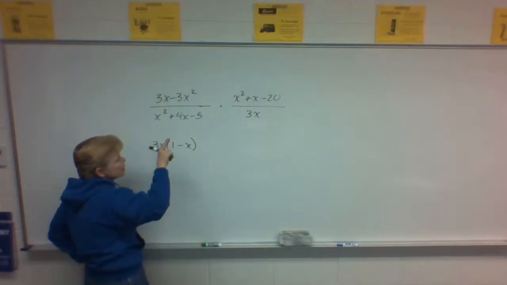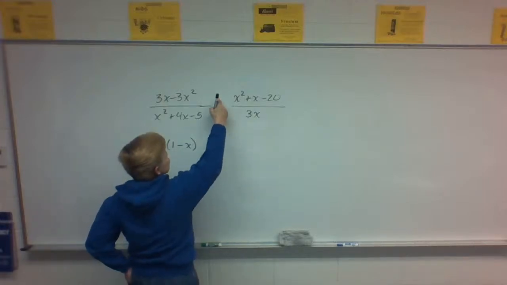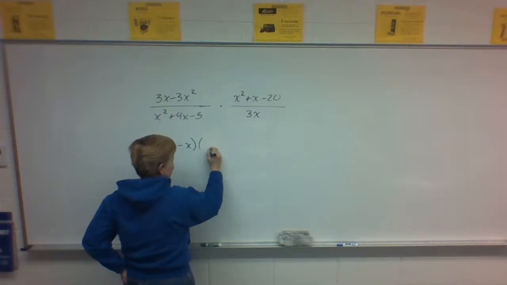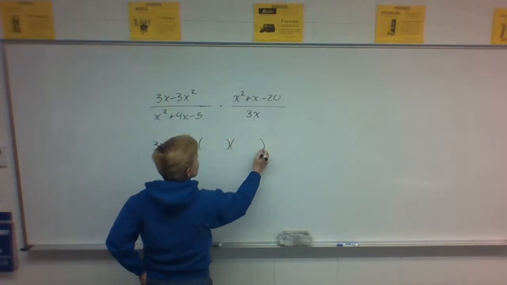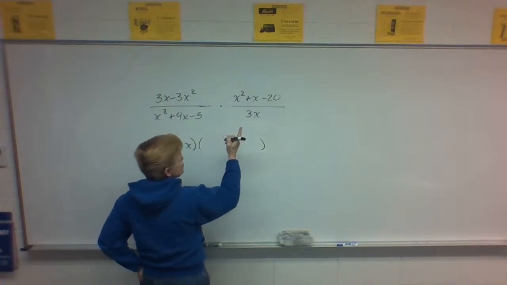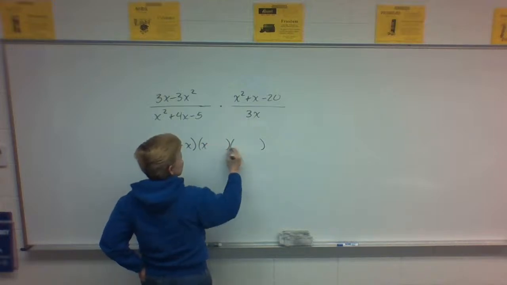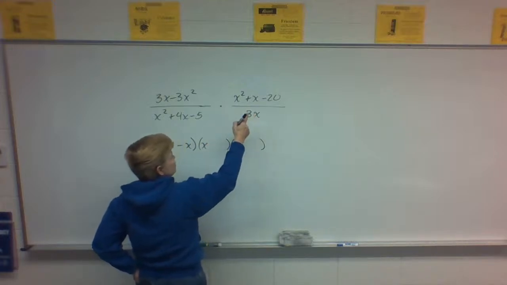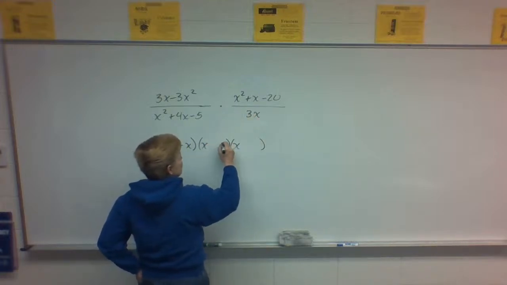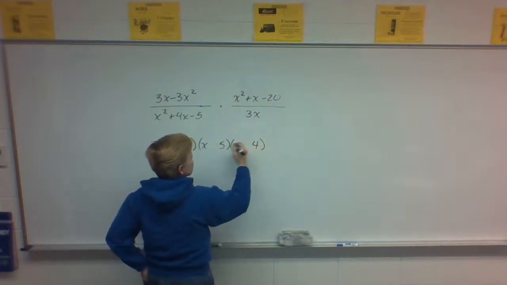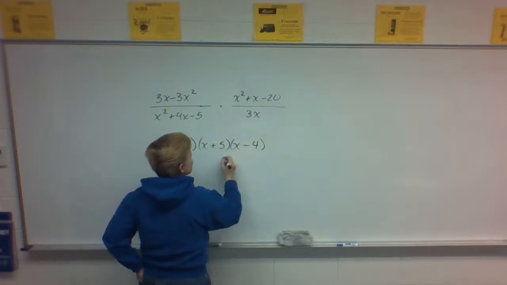Now I'm going to keep working across the numerator, because all this is a times right here. I'm just going to start factoring this one. And I get factors of 20. Because there's a 1 right here, I can just put an x and an x. Factors of 20 that subtracted give 1 are 5 and 4. Which one's positive? The 5, and the 4 is negative.